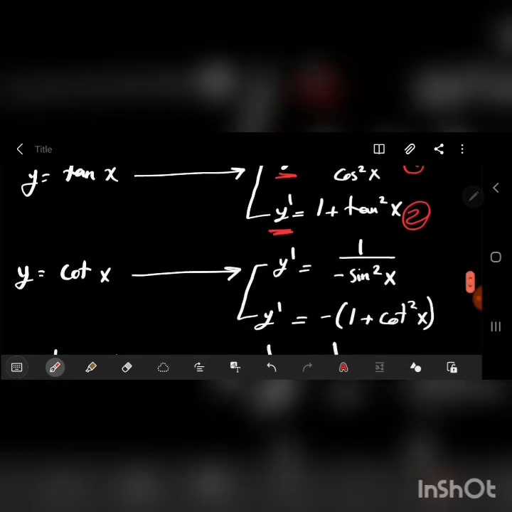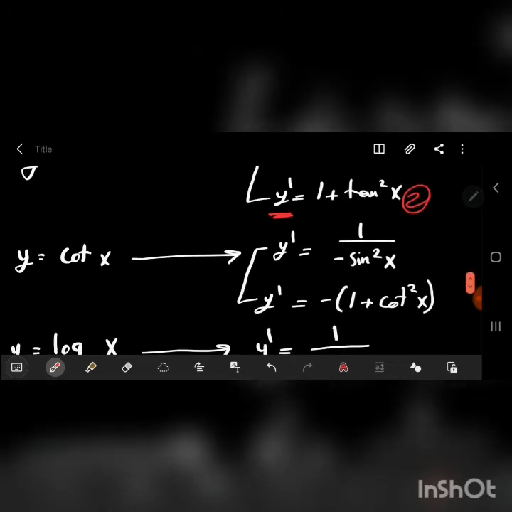Now, the fourth one, y equal to cotan x. Its derivative will also be two ways. Either the first one, y prime equal to 1 over minus sine square x, or the second one, y prime equal to minus 1 plus cosine square x. Okay, this is the second one.